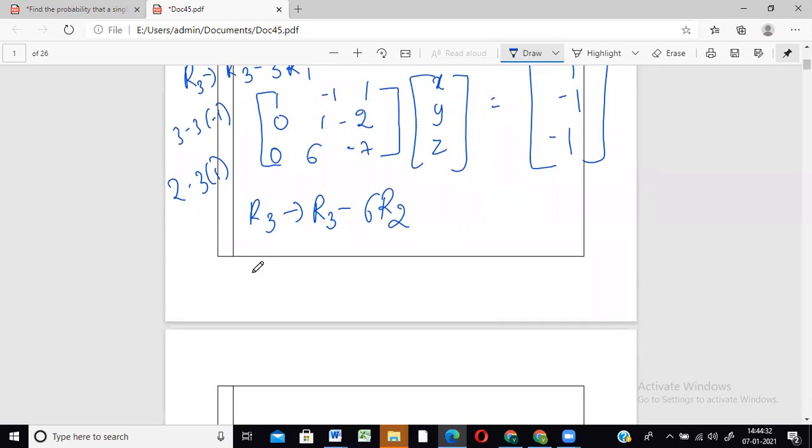R3 is the one that is undergoing a change. The rest everything is the same. 0, 1 minus 2. R3 is 0 minus 6 times R2. So that 0 minus 6 times 0 is again 0. So we are purposely choosing R2 because by any chance if you take help of this row and then you make, that is also possible.